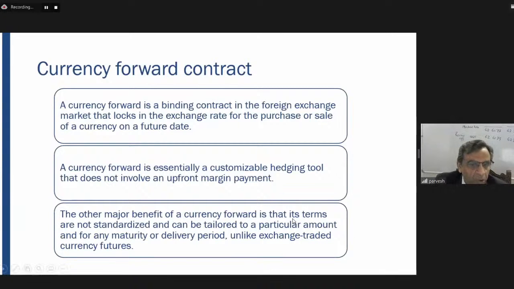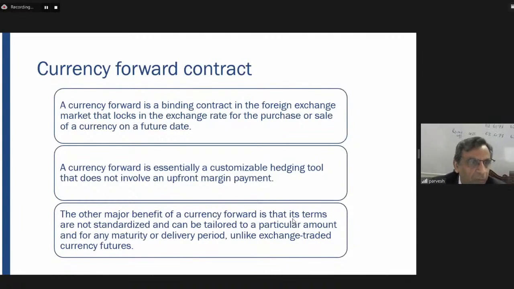So the major benefit of the currency forward is that the terms are not standardized and can be tailored to a particular amount for any maturity or delivery, unlike exchange traded currency futures. You can tailor make your own forward contract depending upon your need. Whereas when you use the same hedging mechanism through a futures contract, you have to live with the standardized contracts of the exchange. So a currency forward is a very flexible hedging tool compared to a futures one.